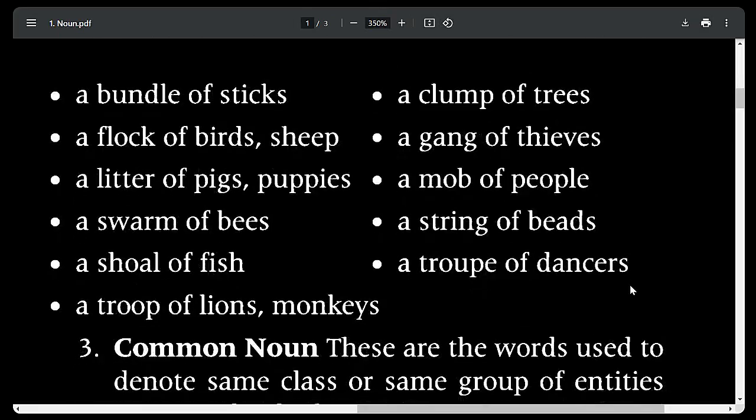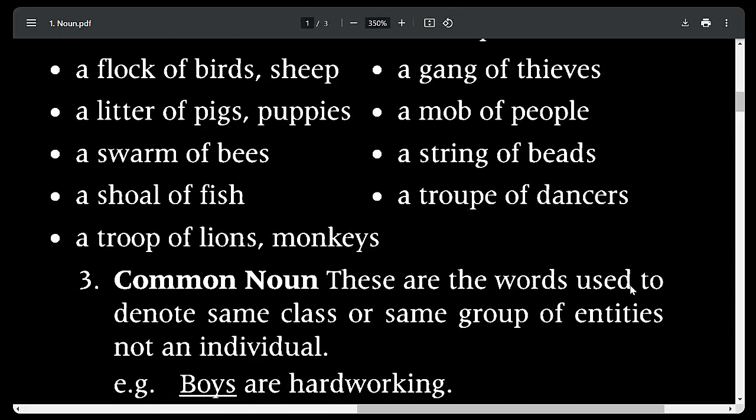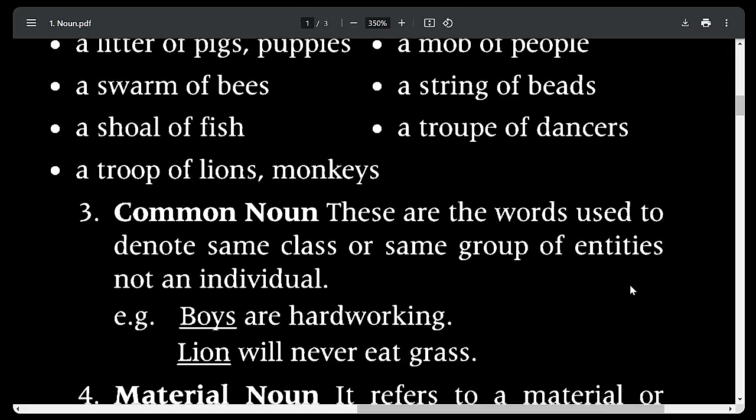Now we are discussing common noun. What is a common noun? A proper noun is the name of one particular place, one particular person or one particular thing. But a common noun refers to all the things in a group. These are the words used to denote the same class or group of entities, not an individual. So it is not talking about a particular thing. In common, everybody it is useful. Boys are hardworking. So we can use the word boy for everybody. Lion. Every lion we call lion only. But if you give a separate name for that particular lion, then it will become a proper noun. But lion is a common noun. Lion will never eat grass.